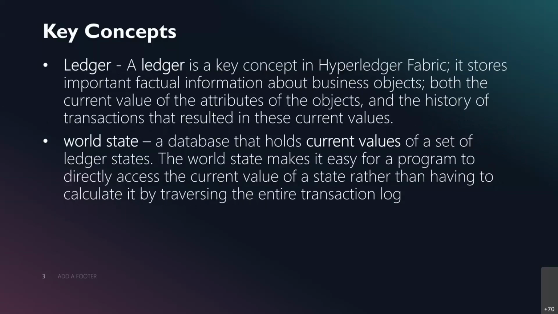So one other concept is the ledger. What is a ledger? We have been talking about the ledger. In a basic sense, a ledger is a store, some sort of database. If not a database, it's some way of storing the data. It stores important factual information about the business object. It doesn't only store the business object, but it stores the factual information about the business object.